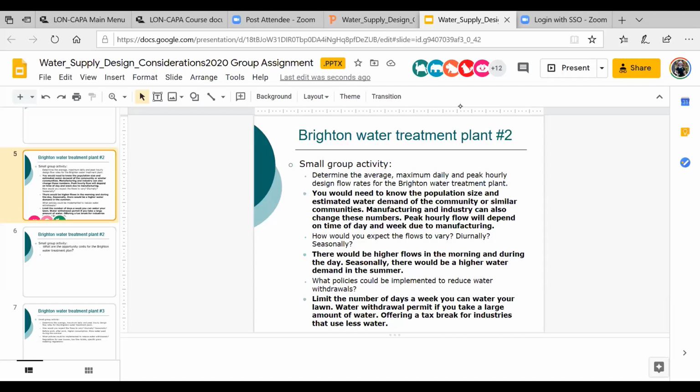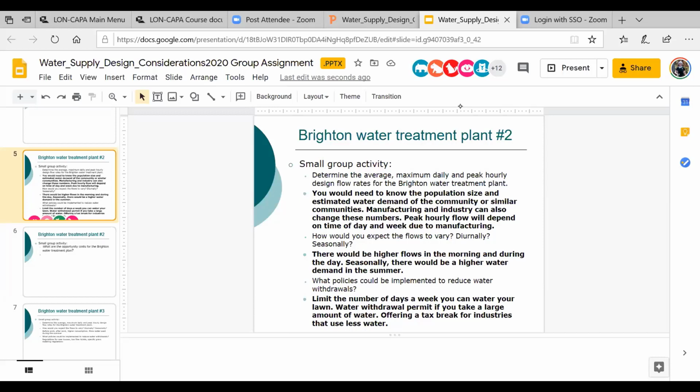And then the last question that I asked you was policies that could be implemented to reduce water withdrawals. Since I've got group 2 up here, I'm going to call on group 2 again. I won't do that again, or we'll just rotate groups. But group 2, if maybe you can talk, and then others can chime in with their thoughts if they have anything else. So someone from group 2 again.